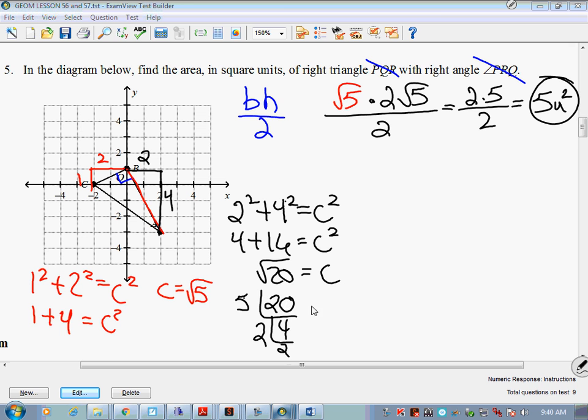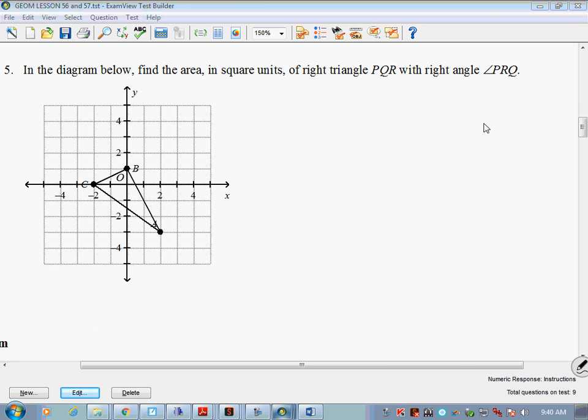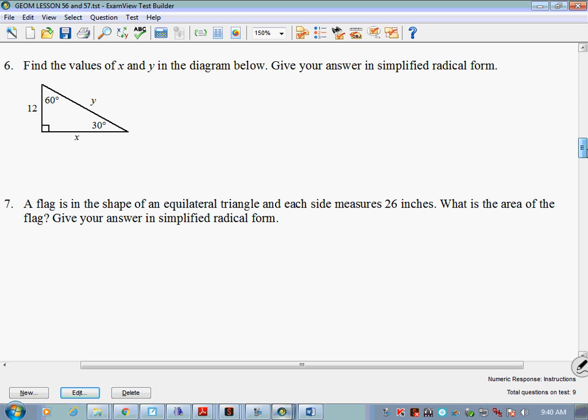Okay? We're going to erase this. You can pause there and look at that as much as you want. I'm going to clear that and move on to number 6. We're going to come back to a 30, 60, 90 question. Notice that opposite of 30 is 12. So what is x?